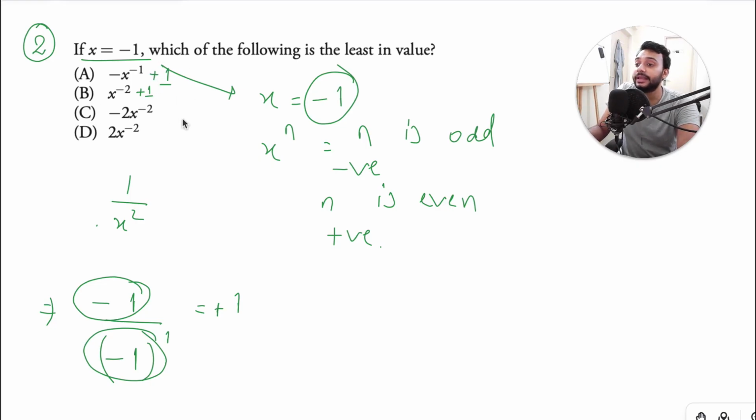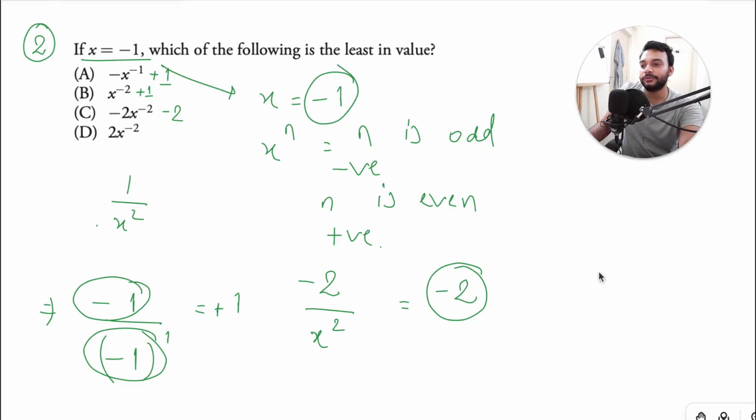Option C, negative 2 times x raised to the power negative 2. That means the negative 2 will stay as it is. X raised to the power negative 2 will go in the denominator as x squared. And x is negative 1. Negative 1 squared is a positive 1. So the answer is a negative 2. Option C is a negative 2. Option D, 2 times x raised to the power negative 2. That means 2 over x squared. X is negative 1, squared, positive 1. 2 over positive 1 is a positive 2. So the least value is option C. Option C is the lowest one.